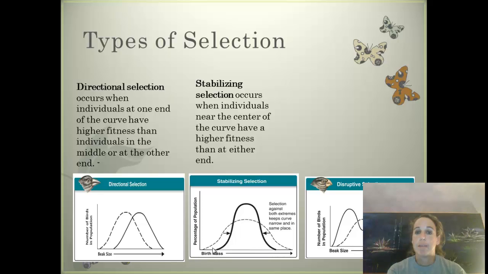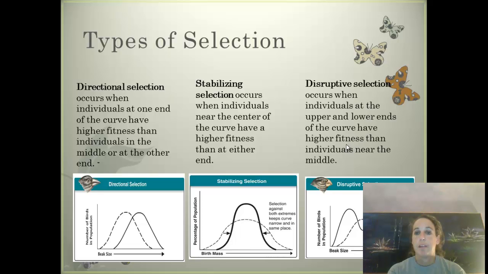Okay, the third type of selection is called disruptive selection. And you can see this is where the one in the middle is being selected against, and those at each end are being favored for. So now you end up with 2 peaks instead of 1 peak. The ones in the middle do not have a very high fitness. So that means that these in the middle would die and not be able to reproduce, whereas the ones on each end are both able to survive long enough to reproduce and pass their genes on.